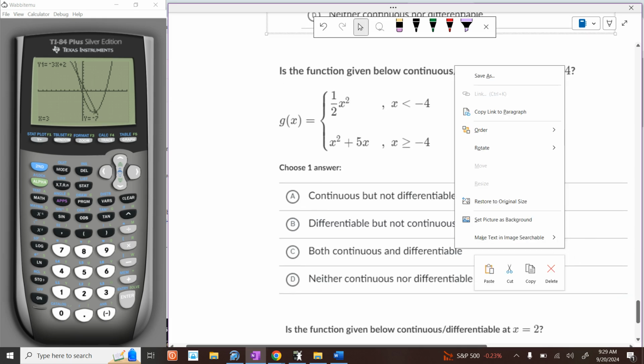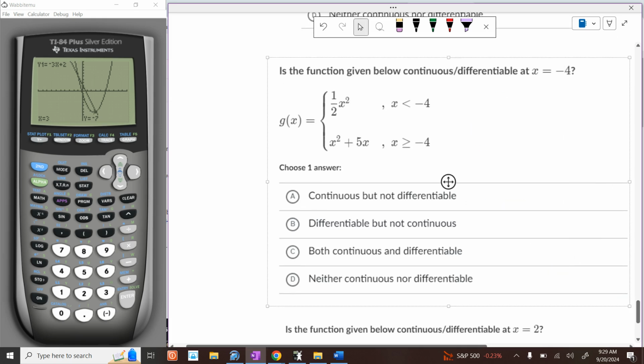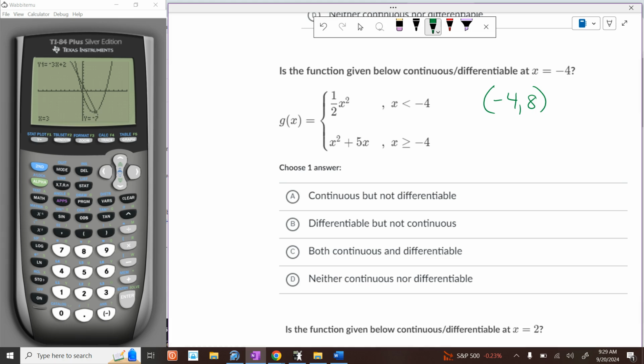Let's look at this one. Is it both continuous and differentiable? Let's figure out continuous. If you put in a -4 here, you get 16. Half of 16 is 8. So it's (-4, 8). If you put in a -4 here, you get 16 minus 20. What's 16 minus 20? -4, right? Is this continuous? No, it's not going to be continuous. Can it be differentiable if it's not continuous? No.